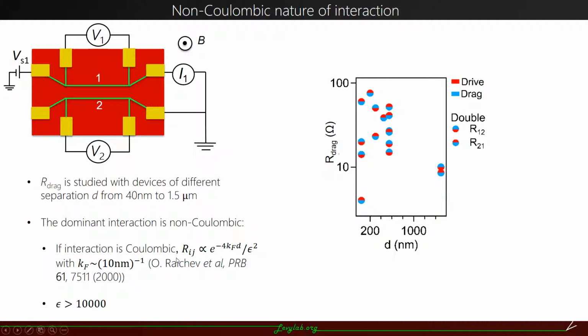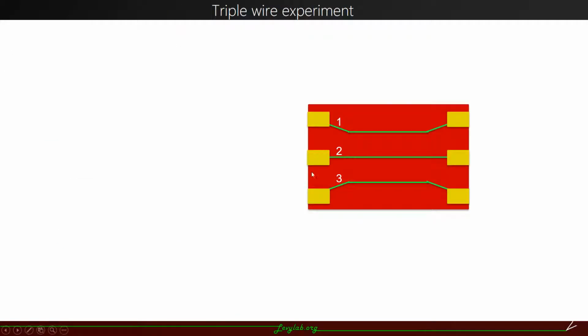And with that huge dielectric constant, we expect the Coulomb interaction to be severely suppressed. But the drag resistance we observe is at the same order as previous data in the semiconductor system. So based on these two factors, we claim the dominant interaction is non-Coulombic in nature. We also perform a triple Y experiment to rule out the device variance and study the separation dependence directly.